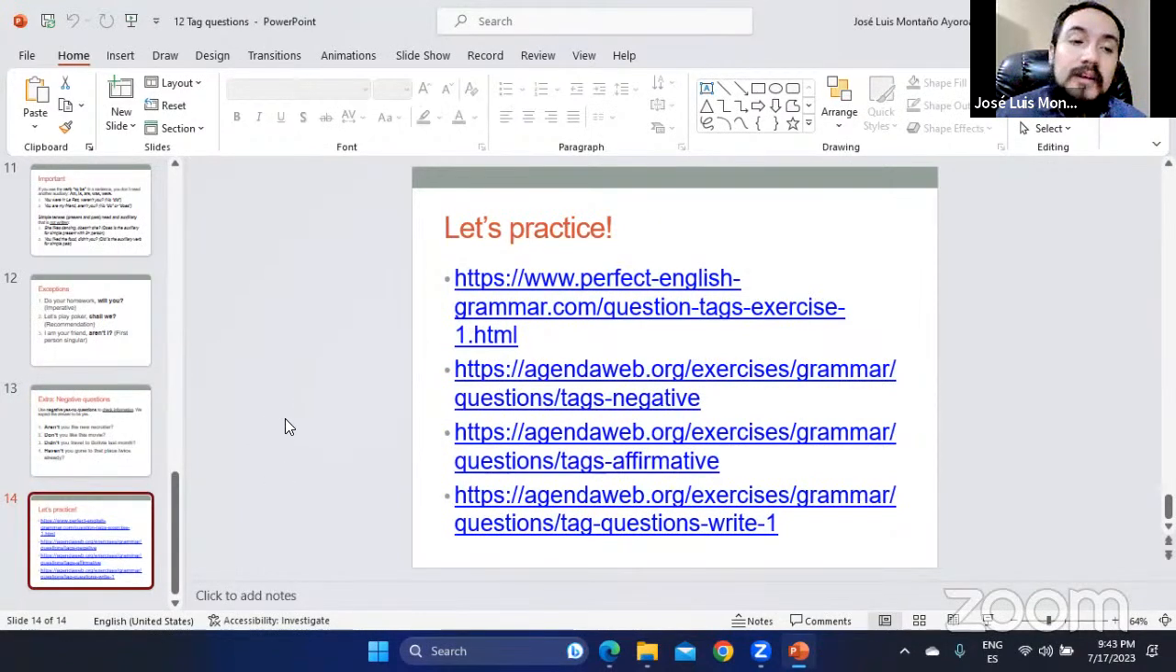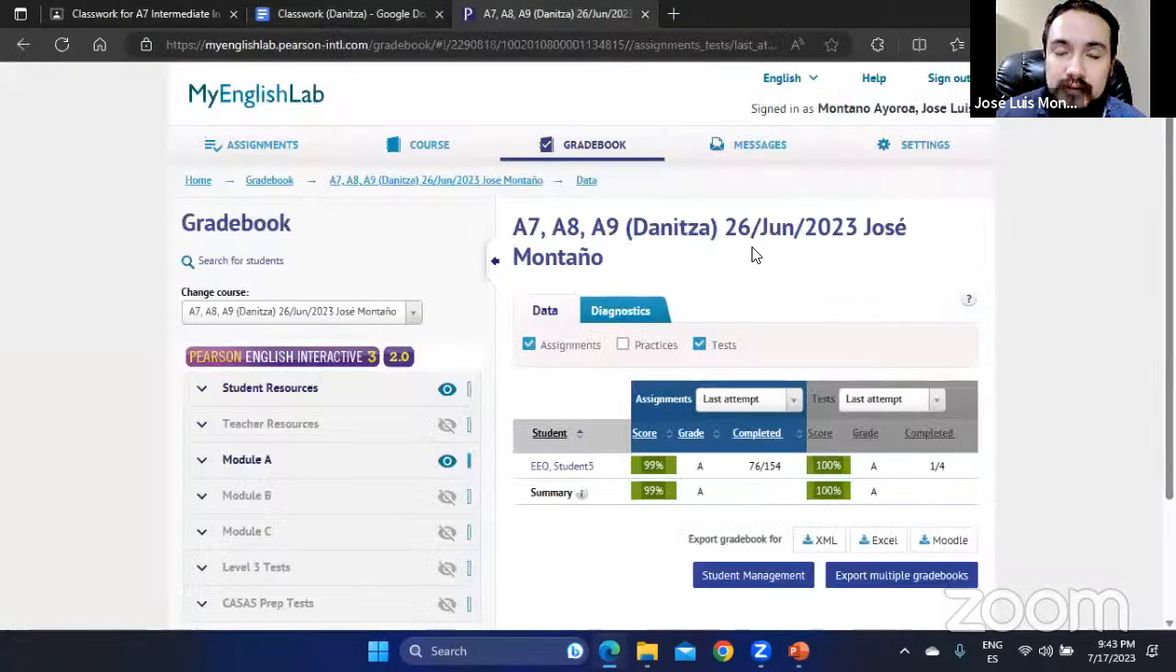But again, I believe that you were working pretty well on Pearson and Danitza. You're doing a great job. Please don't forget you have to keep working. This is our last week. Even though we don't have a complete week, on Friday we finish everything. So far, you did a great job. But remember, we are about to finish everything.